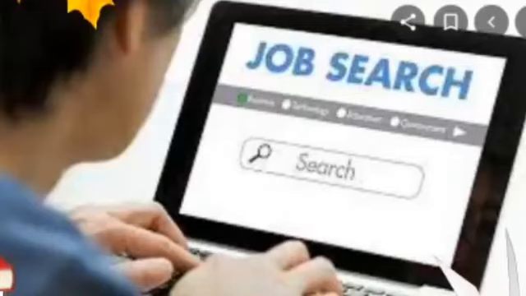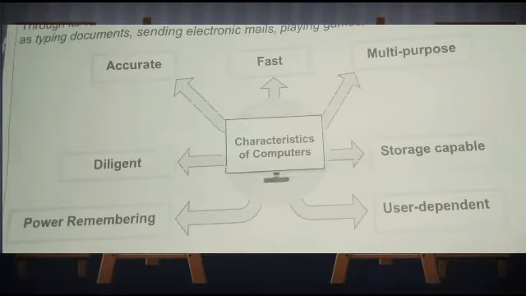Here are some characteristics of computers. Number 1, speed or fast. Storage capable. Accurate. Multipurpose. Diligent. Power remembering. And user dependent.